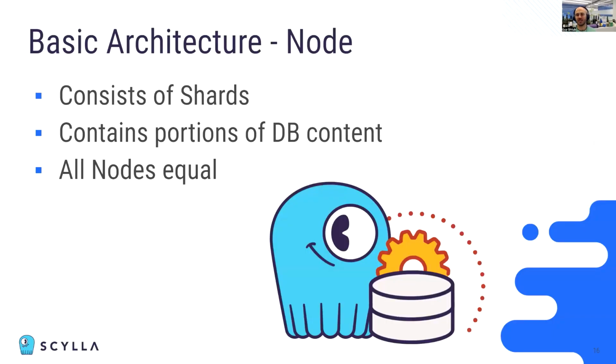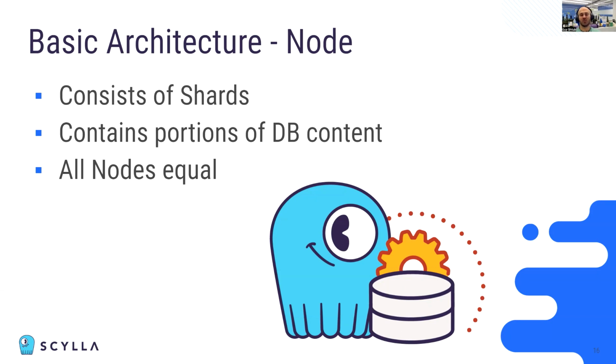I kept saying node. There are many nodes, but I didn't say what a node is. A node is basically the ScyllaDB software running on a machine, on a server. That's a node. A node consists of many shards.